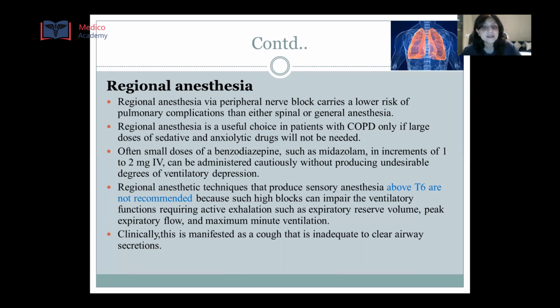Now, regional anesthetic techniques which produce sensory anesthesia above T6 are usually not recommended because such high blocks can impair the ventilatory functions requiring active exhalation, such as expiratory reserve volume, peak expiratory flow and maximal minute ventilation. So it can be even more detrimental. Clinically, this is manifested as a cough which is inadequate to clear the airway secretions. So we have to be very careful about a high spinal.